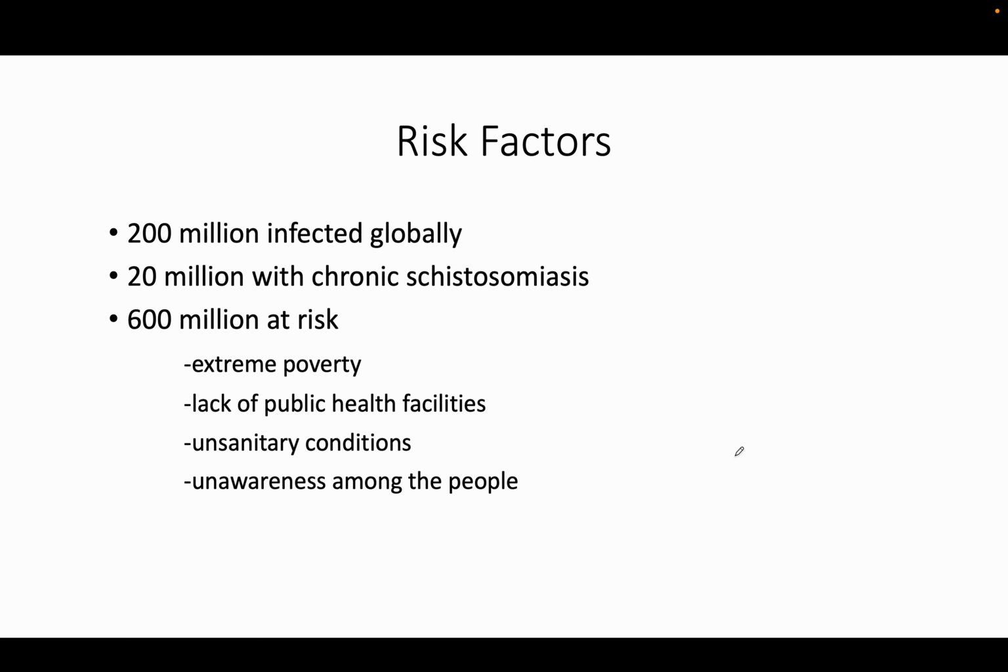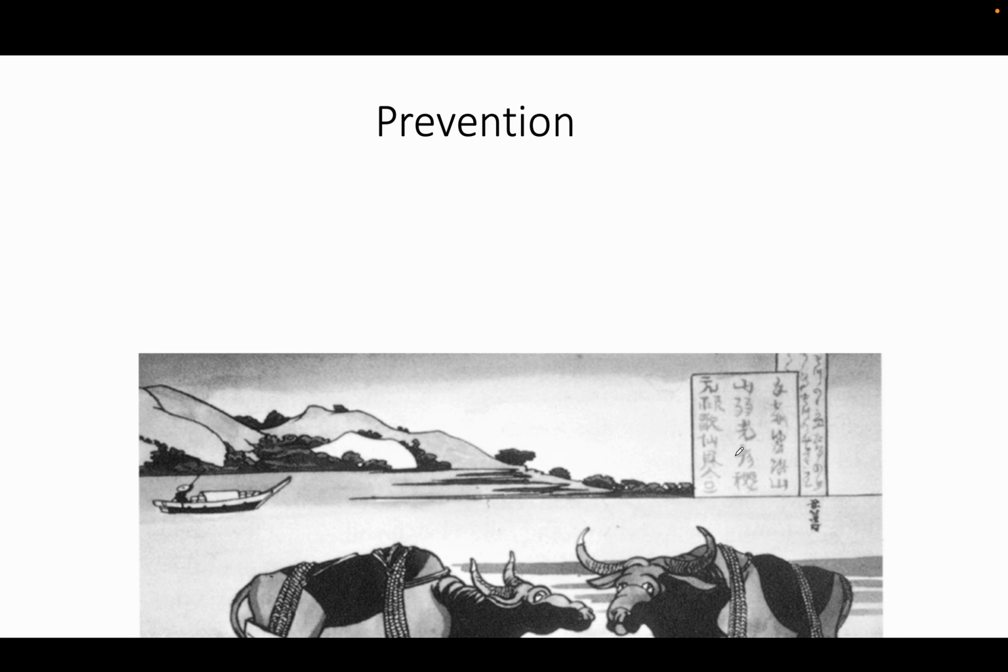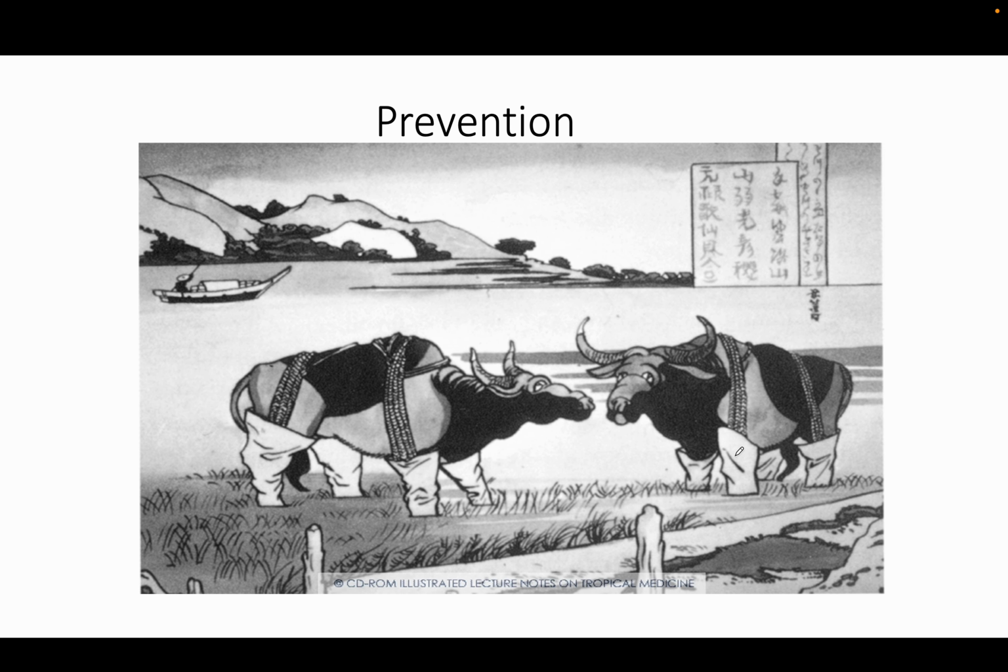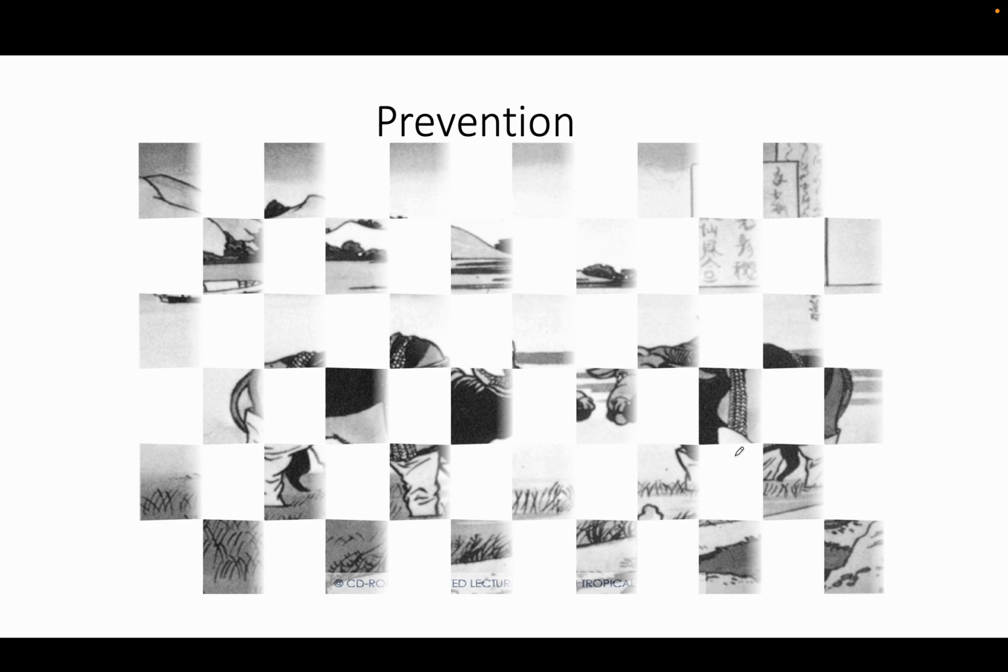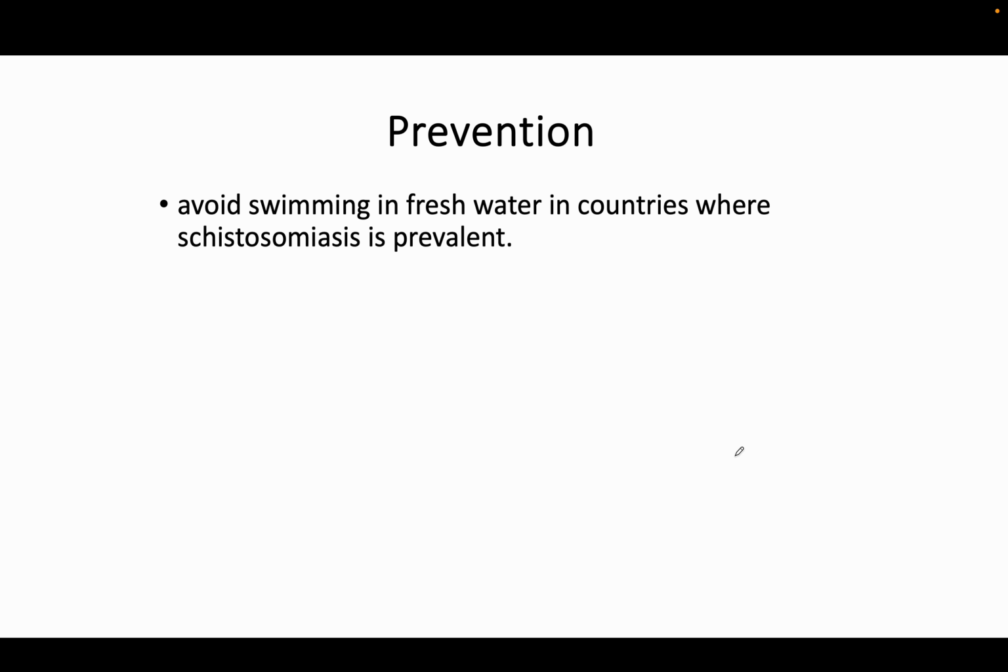People are not really aware of the probability of them getting schistosomiasis by eating secondary intermediate hosts. So how do we prevent schistosomiasis? Essentially, we can do a number of things.